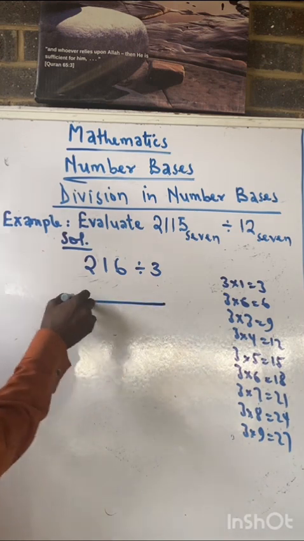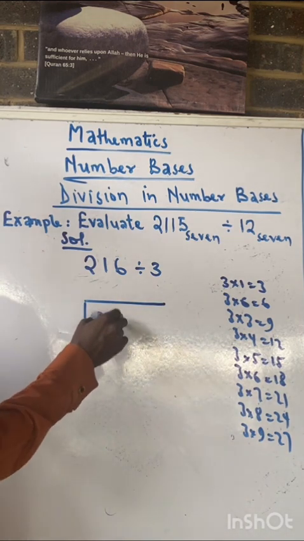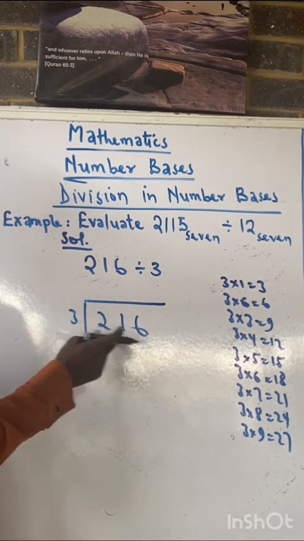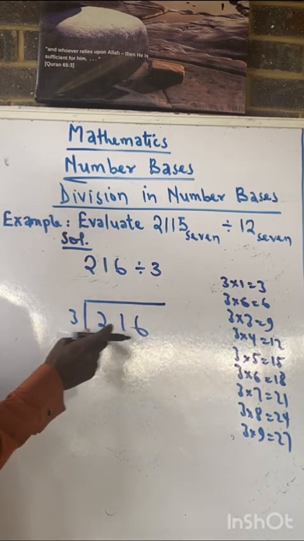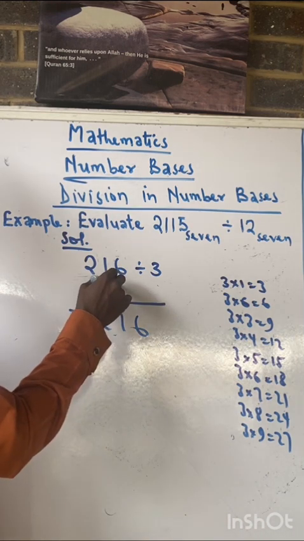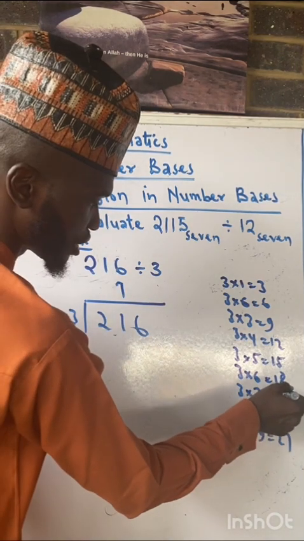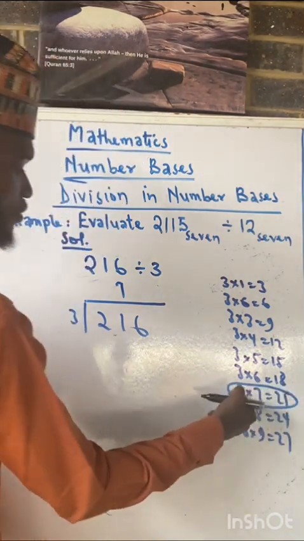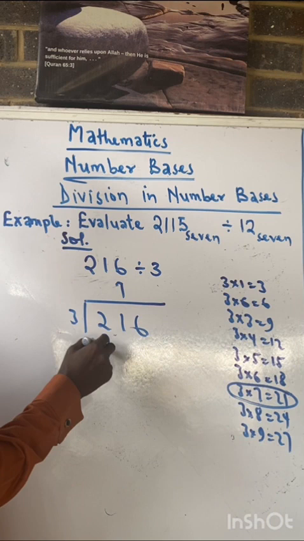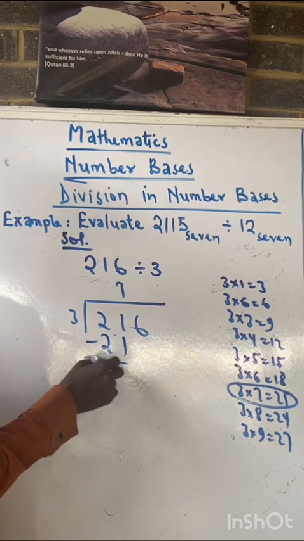Now, we draw our long division sign. 216 divided by 3. How many 3s in 2? Impossible. We pick the first 2 digits together. How many 3s in 21? That will give us 7, because exactly we have 7 in the table. It goes 7 times. Write 7. 3 times 7 is 21. Subtract. That gives us 0.